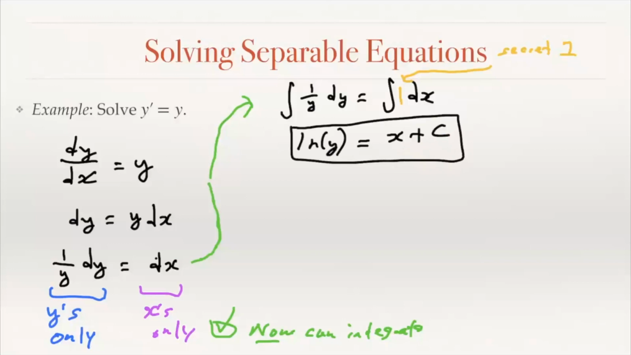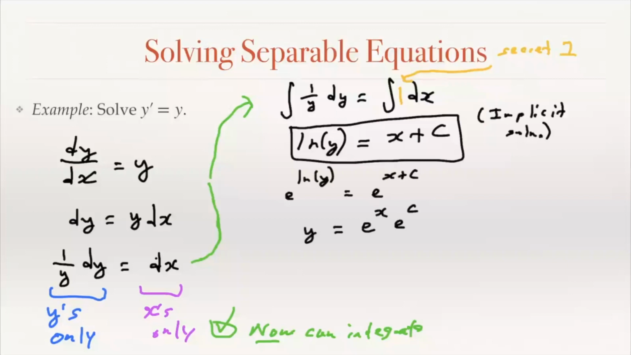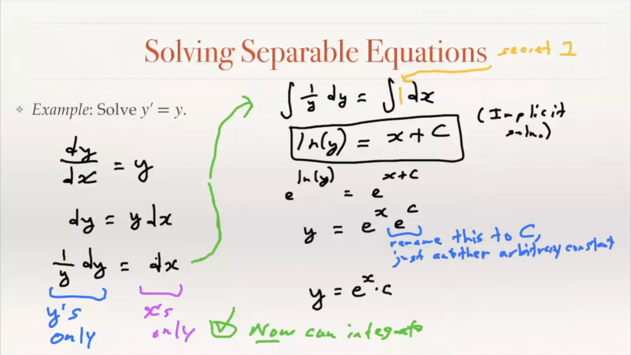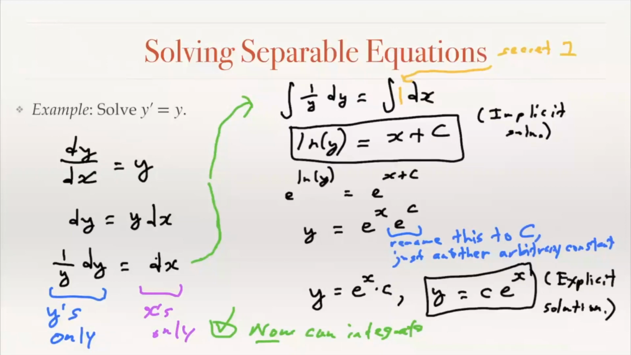Okay, so we get this. That's fine as an implicit solution. But if we wanted an explicit solution, we need to solve for y. Undoing the natural log, we take e to the power of both sides. And remember our usual trick, e to the c, if c varies, so does e to the c, as just another arbitrary constant. So we'll rename that to c. So y is e to the x times c, better known as y is c times e to the x. So that's our explicit solution. And that's the full family of solutions that satisfies y prime equals y.